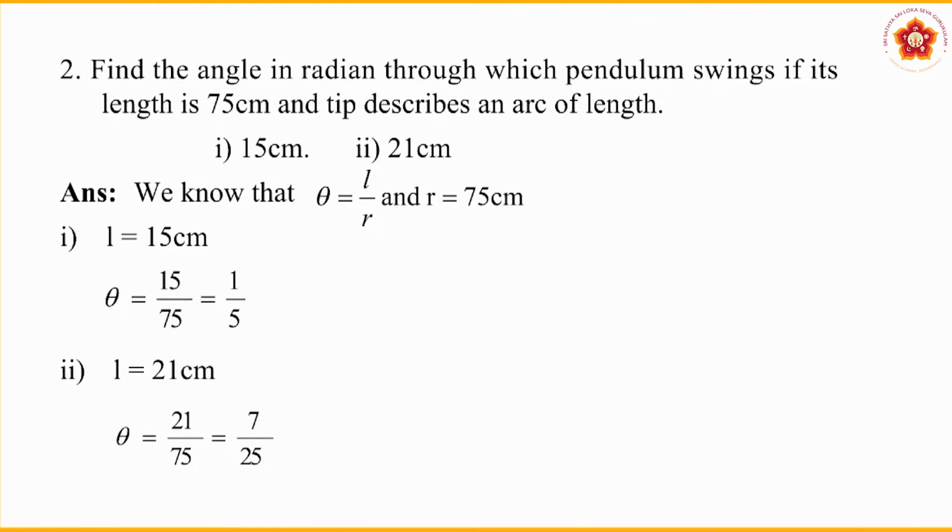So, we have radius 75 cm and arc length 15 cm. Use the formula theta is equal to L by R, that is 15/75, we get 1/5. Next, we have to change the arc length to 21 cm. So, we have arc length 21 cm and therefore theta is 21/75, we get 7/25.